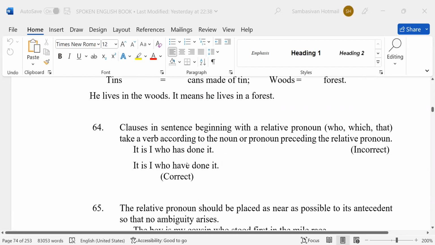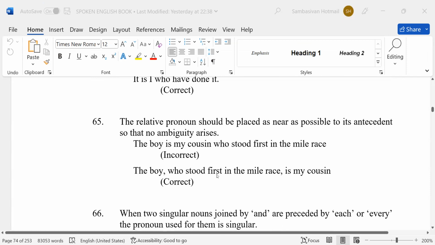64. Clauses in a sentence beginning with a relative pronoun who, which, that take a verb according to the noun or pronoun preceding the relative pronoun. It is I who was done it. Incorrect. It is I who have done it. Correct. The relative pronoun should be placed as near as possible to its antecedent so that no ambiguity arises.